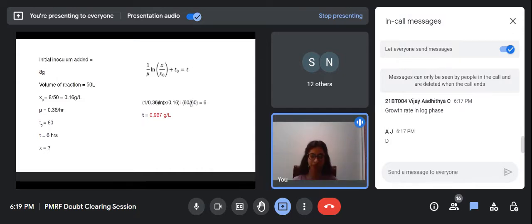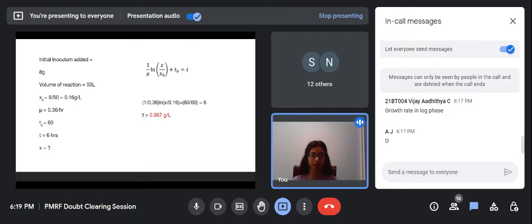So 60 by 60 you will get 1 hour. Time equals 6, because you're calculating how many cells are there after 6 hours of growth. So once you solve this, you will get x equals 0.967 grams per liter.